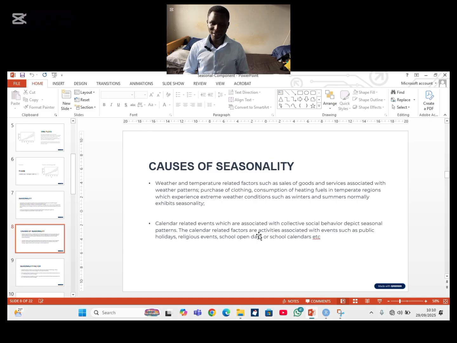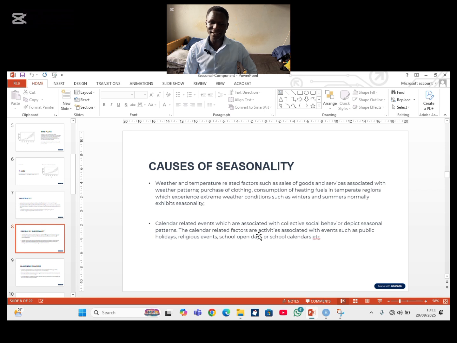And you realize that the weather and temperatures are really very high. Very high causes of seasonality. The other reason could be calendar related events. These calendar related events could be public holidays, religious events, schools opening days.